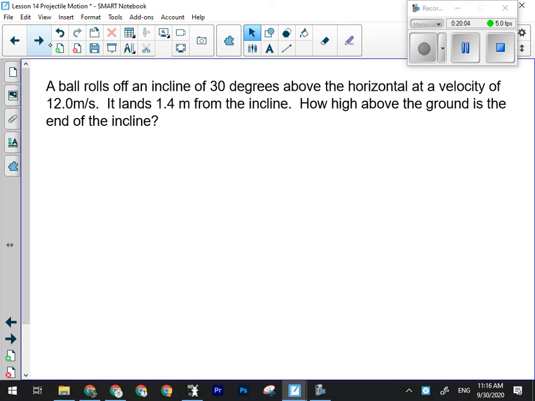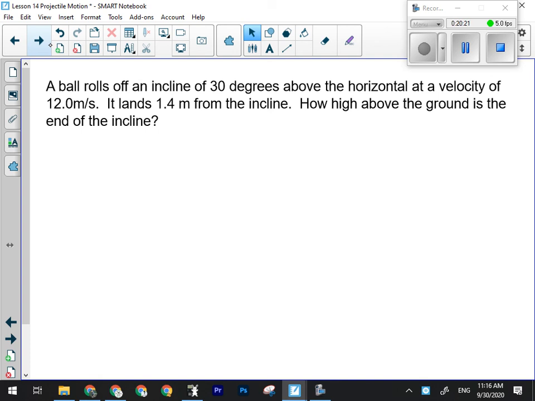This one's also a little bit different. Okay, this one rolls off an incline 30 degrees above the horizontal with a velocity of 12 meters per second, and it lands 1.4 meters from the incline. How far above the ground is the end of the incline?